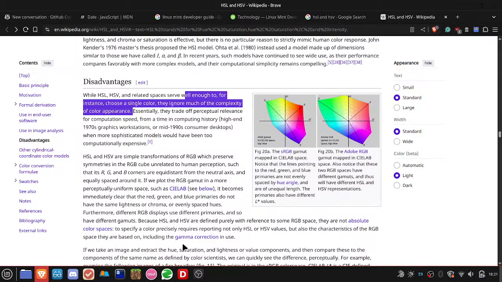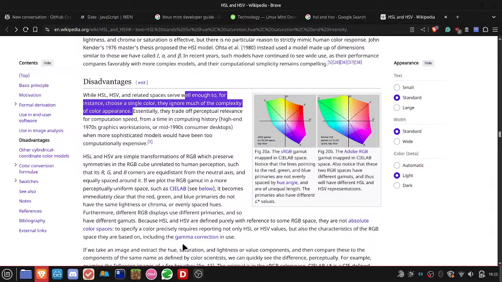Furthermore, different RGB displays use different primaries, so have different gamuts. Because HSL and HSV are defined purely with reference to some RGB space, they are not absolute color spaces. To specify colors precisely requires reporting not only HSL or HSV values, but also the characteristics of the RGB space they are based on, including the gamma correction in use. Very good actually. Very well written.